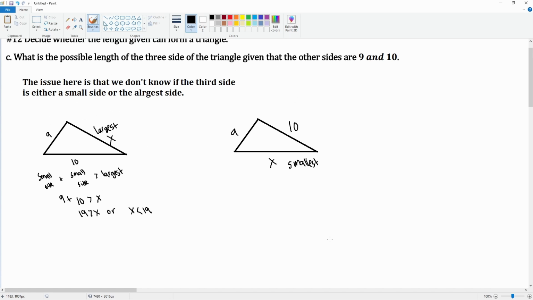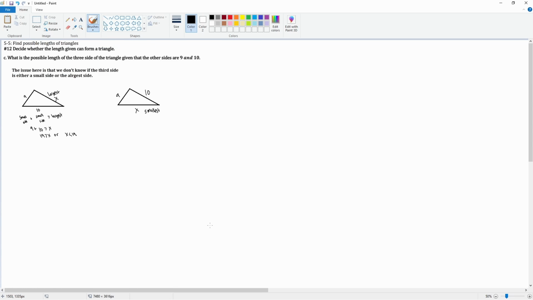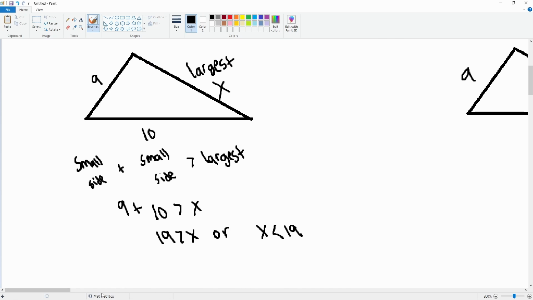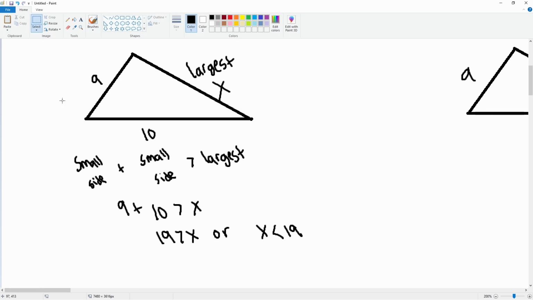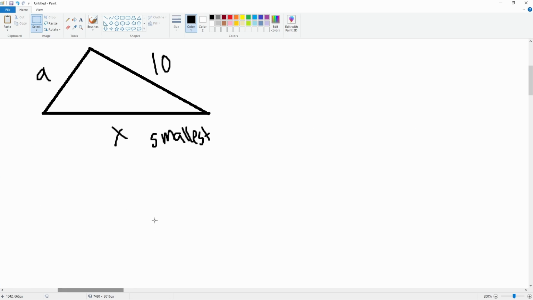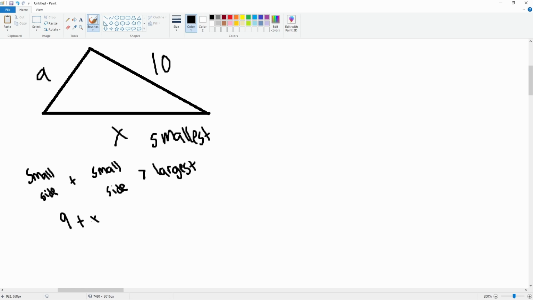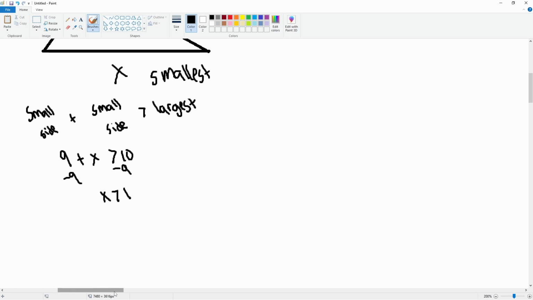Do we have units? No, we don't. Let's look at this one here. Same equation from before: the small side plus the small side is greater than the largest side. So we can write 9 plus X is greater than 10. Subtract 9, X is greater than 1. So you can write it like this.